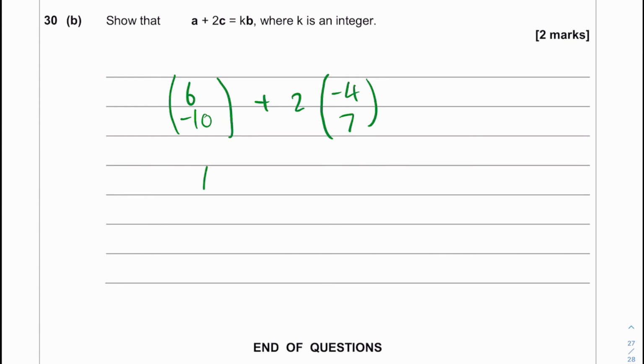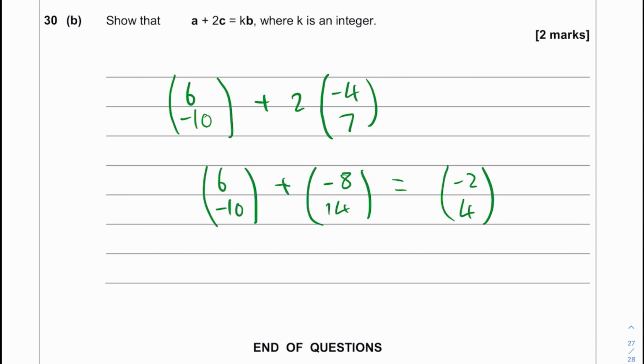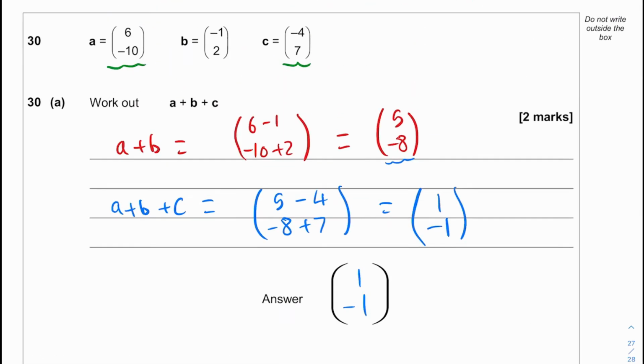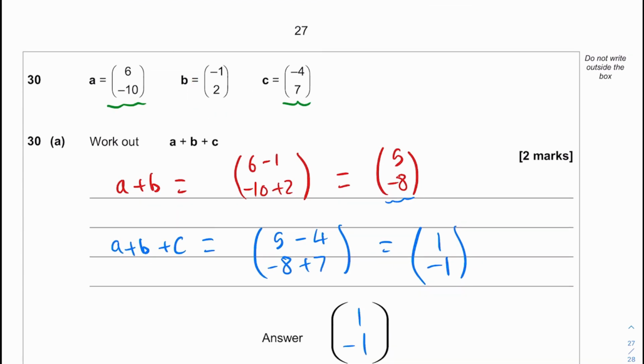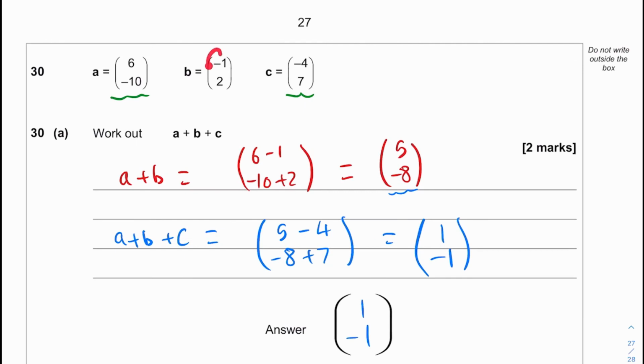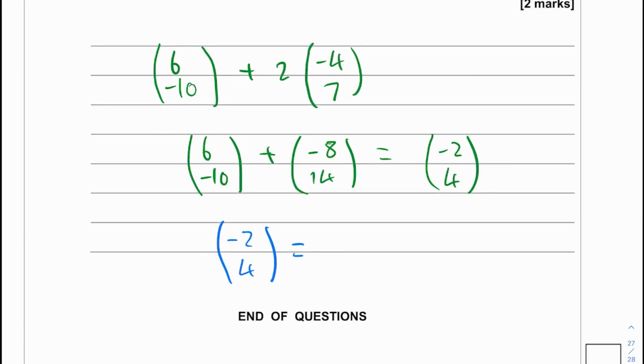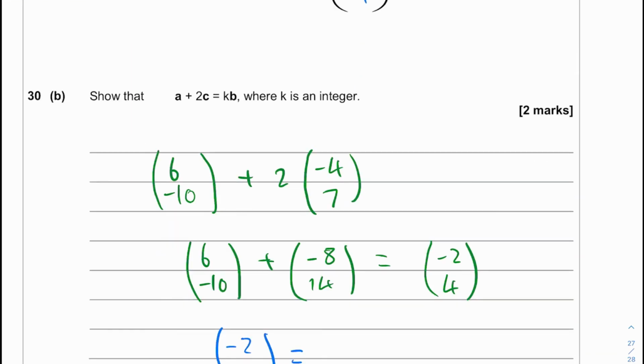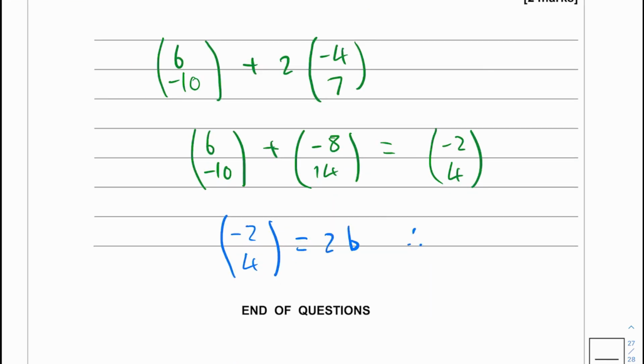So this is equal to A, 6, negative 10, plus 2 times negative 4, and then we've got 2 times 7. So what we have is negative 8, 14. And when we work this out, we've got negative 2 on the top, and then we've got 4 on the bottom. So if we compare negative 2, 4, so we'll just write this here, negative 2, 4, this is equal to, if we look at what B was, it's negative 1, 2, so it's equal to, let's have a look at the top, negative 2 to negative 1, so the answer we've got is 2 times bigger, or 2 times smaller as it were, because it's a negative, and then 4 and 2, there's a factor of 2 difference again, so we can say that it's equal to 2b, so therefore k is equal to 2.